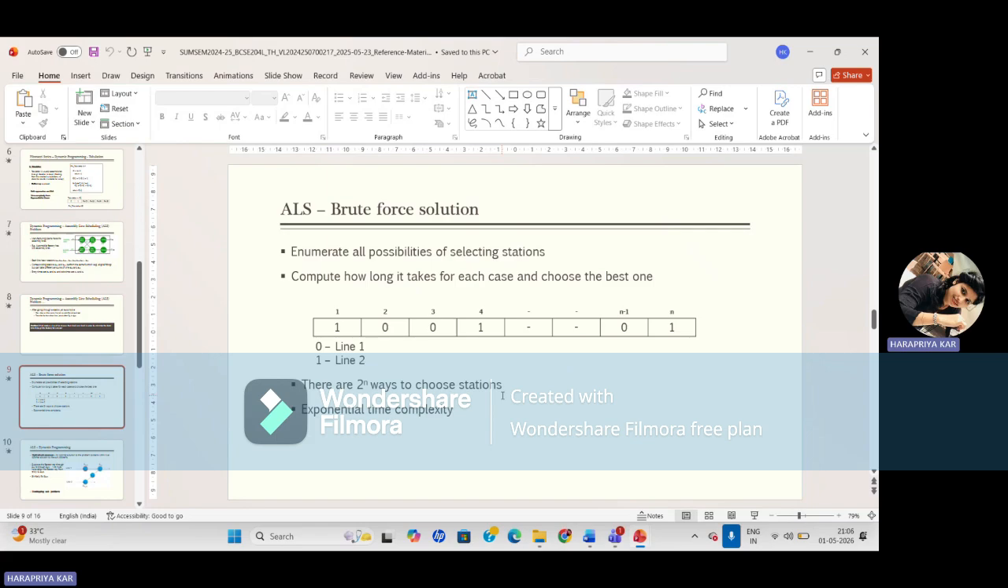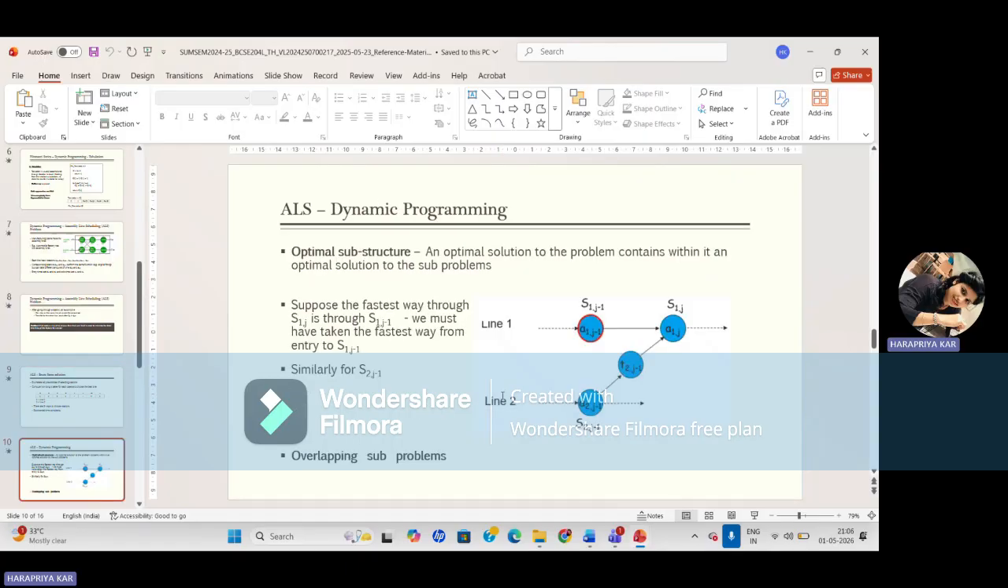Basically, we need to understand optimal substructure and how it works. An optimal solution to the problem contains within it an optimal solution to the subproblem. You can already understand from the line itself, optimal substructure. Whenever you get the optimal solution, you can get the subproblem from it.